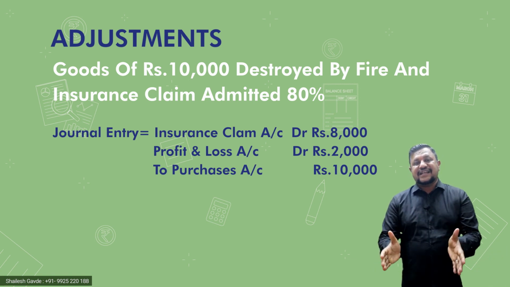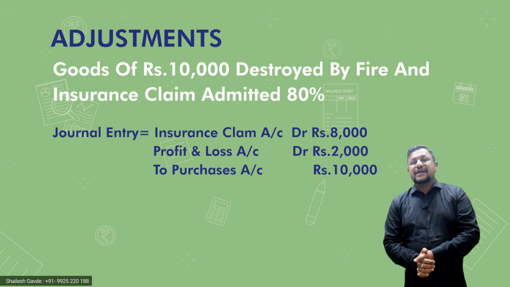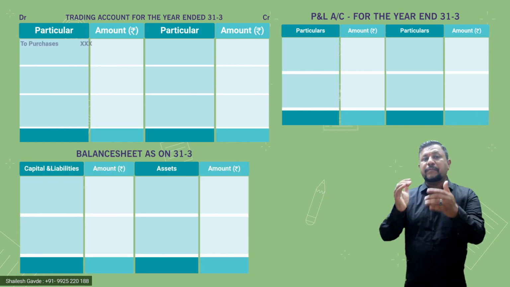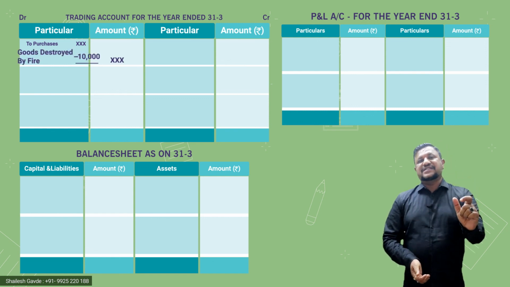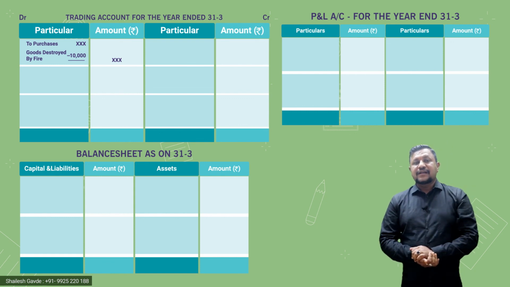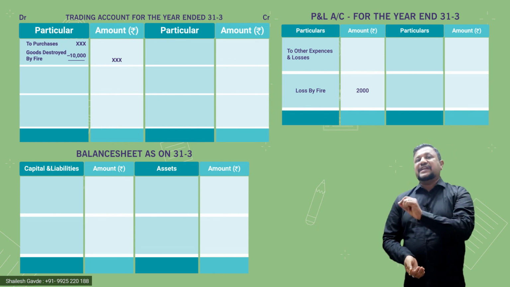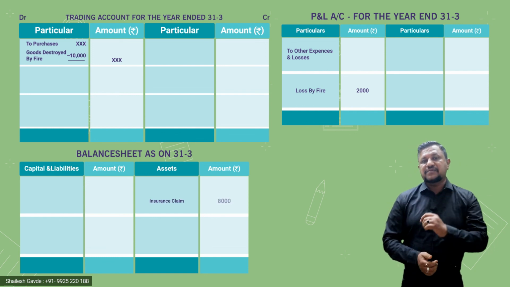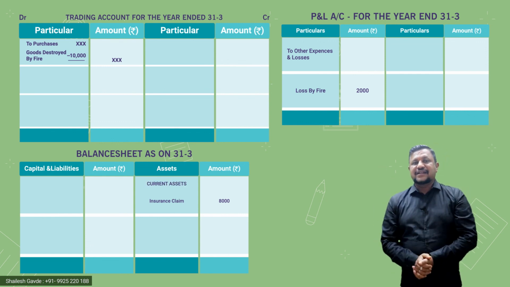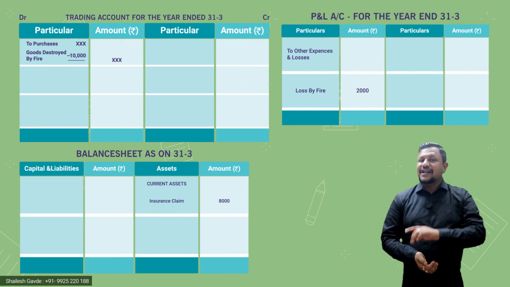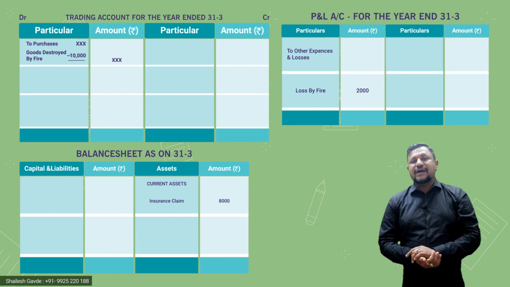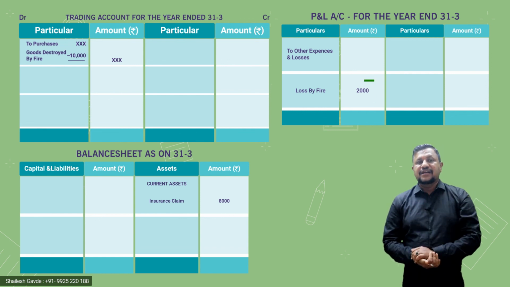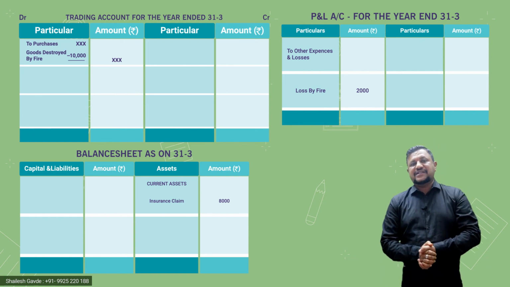Well, if we see the effects of this adjustment in financial statements, this adjustment affects our trading, profit and loss and balance sheet. Well, in trading account, from purchases, we deduct total value of goods destroyed by fire, that is 10,000. Loss of 2,000 will debit in profit and loss account, and the amount which we have to receive from insurance company, 8,000 rupees, that we will show as our current asset. So, three effects of this adjustment: trading account, from purchases we deduct goods destroyed by fire 10,000, P&L account debit side loss by fire 2,000, and balance sheet current assets we record insurance claim 8,000.